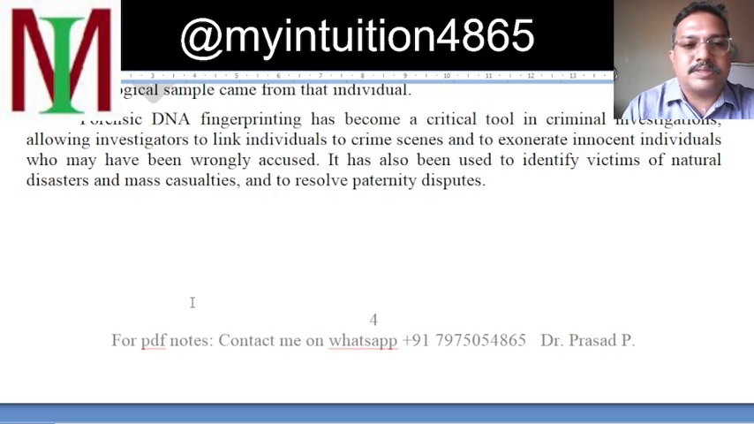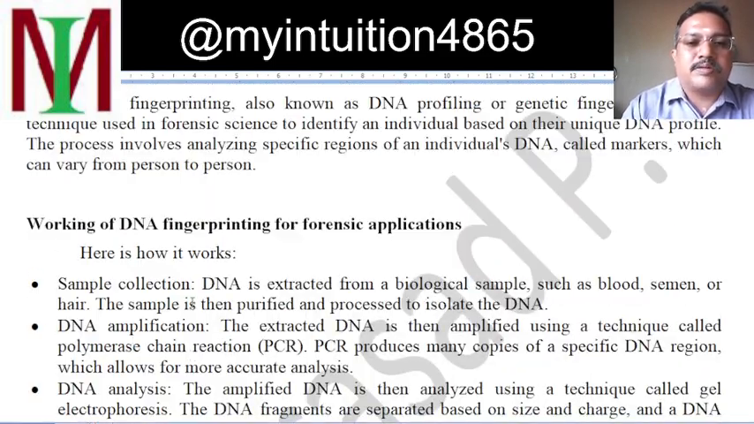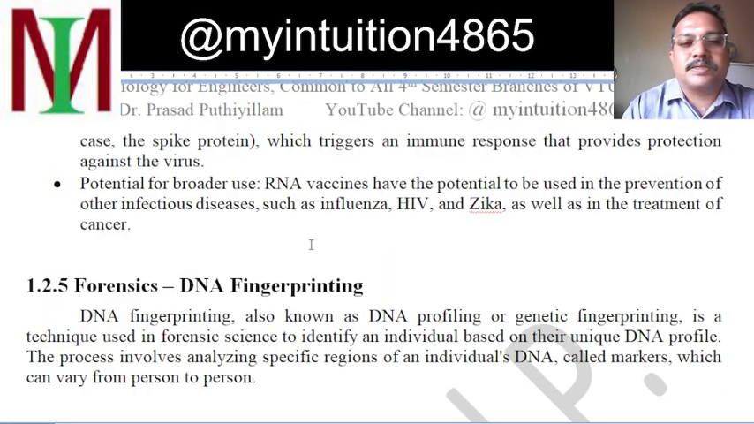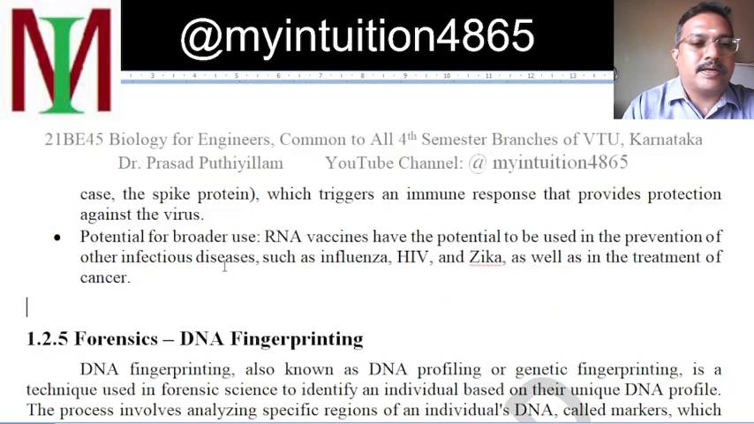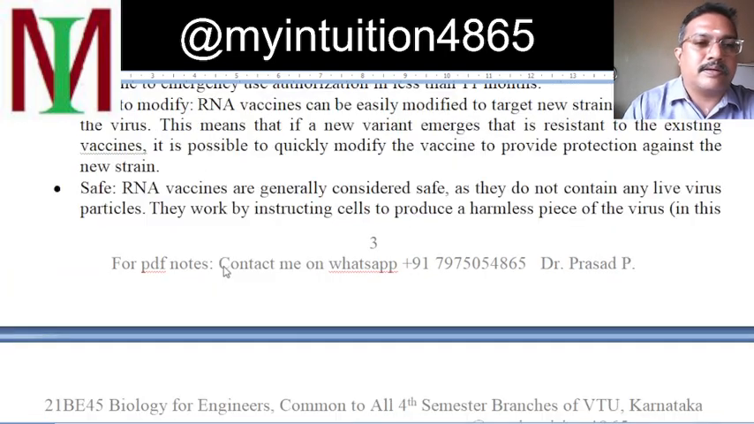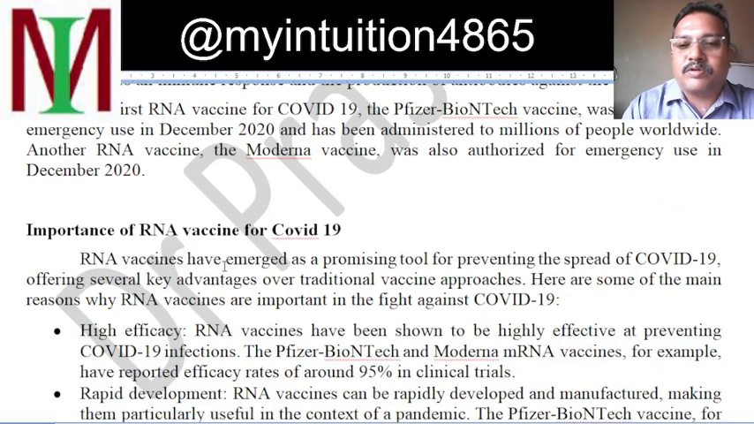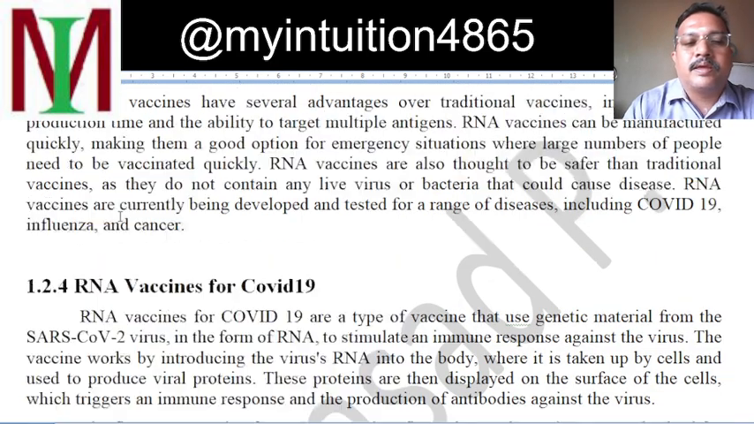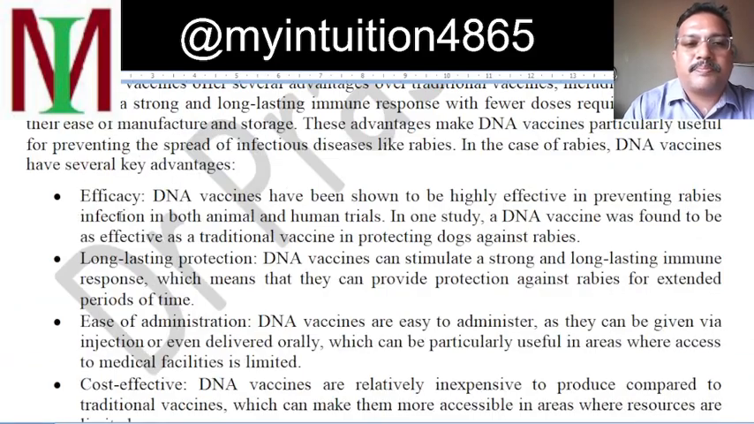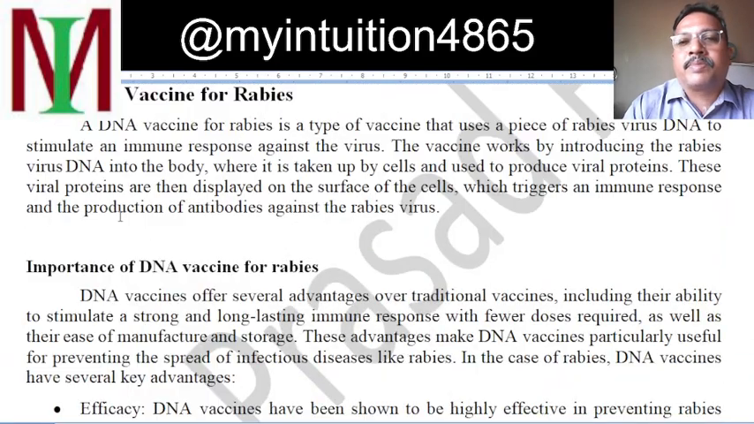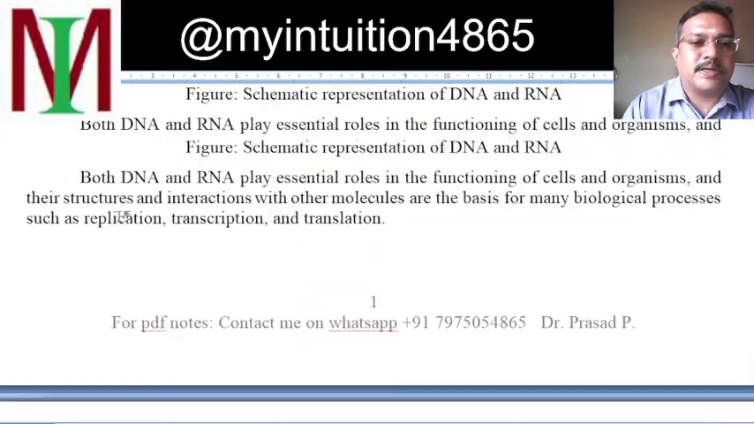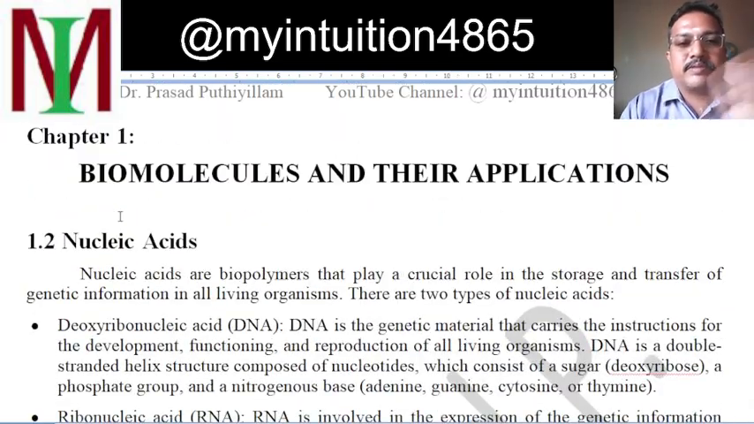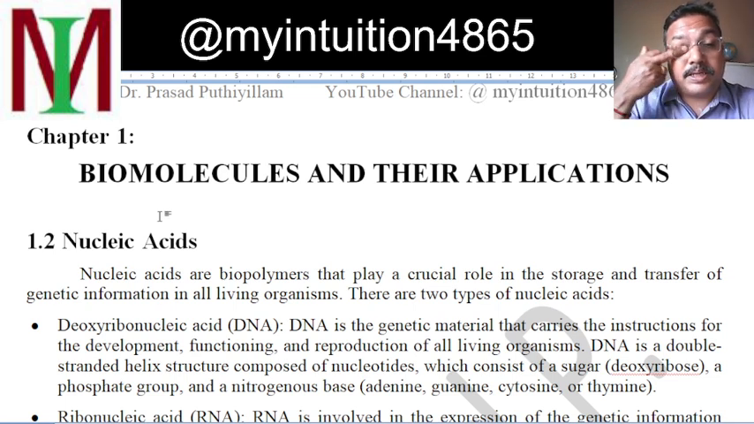This DNA fingerprinting is already used for many other applications also, such as to settle an argument about whom a kid belongs to, and to identify a missing person. Not only crime: if some accident happened and you're not able to identify the person by body or face, then you have to go for DNA matching.